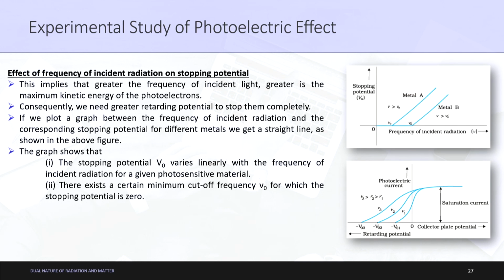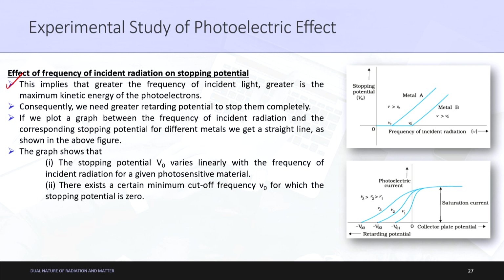Here nu is frequency and V naught is stopping potential. This implies that the greater the frequency of incident radiation, the greater is the maximum kinetic energy of the photoelectrons. Consequently, we need greater retarding potential to stop them completely.